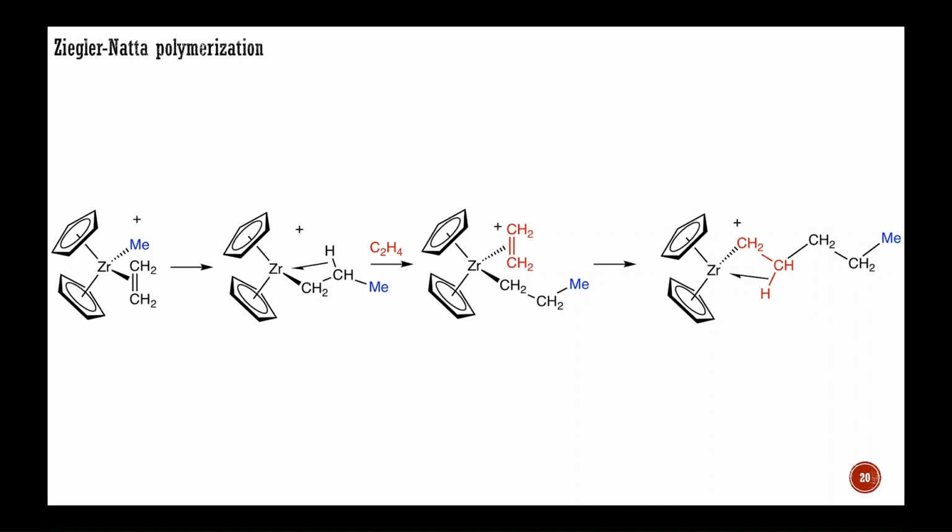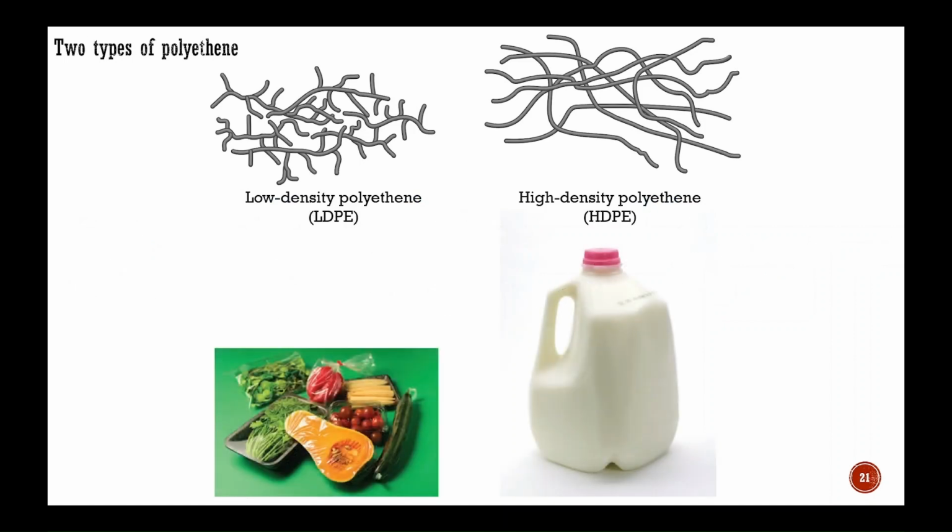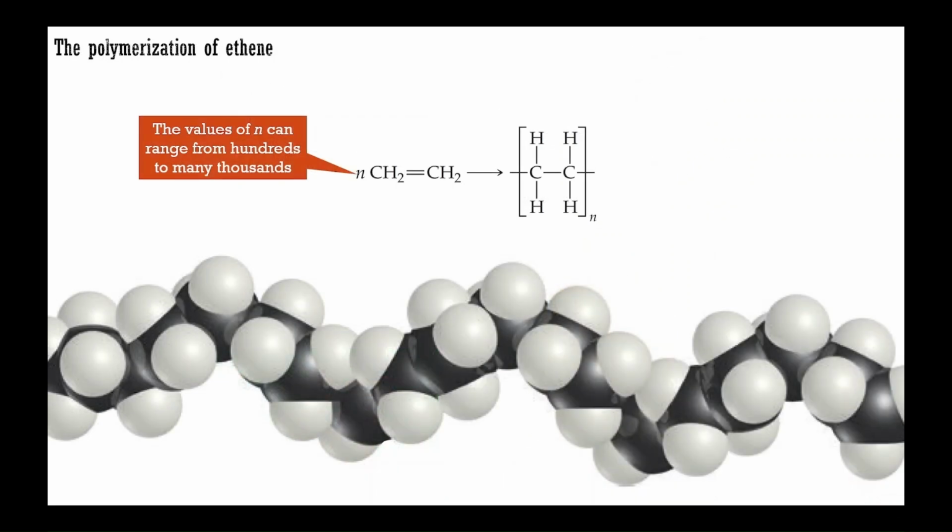These processes are quite complex and are beyond the scope of this course. Ziegler-Natta polymerization produces simple straight chains. In contrast, radical polymerization of polyethylene gives a polymer with occasional long branches, making it harder to pack the molecules together. The result is low-density polyethylene, which is used in stretchy plastic wrap. We can write the overall equation for the polymerization of ethene as follows. Here, N represents the large number of monomer molecules that react to form one large polymer molecule.